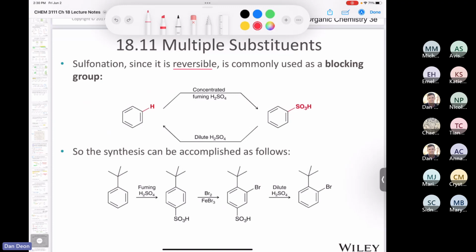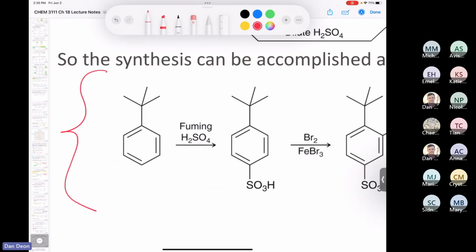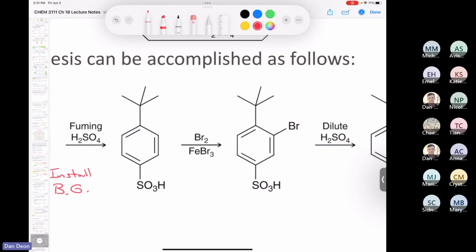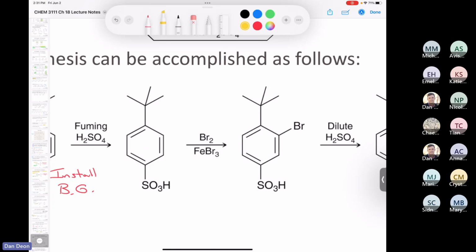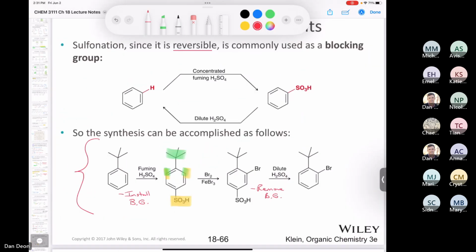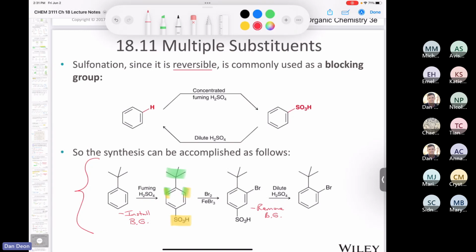So let's take a look at the synthesis shown down here. First thing you would do is install the blocking group, your sulfonic acid. Now, if you don't remember, the sulfonic acid is a meta director, right? And the tert-butyl group is going to be an ortho director. So it's only going to direct to that position that I have with the yellow and the green highlighter. So you do the bromination, and then you remove the blocking group, and that's it, man. That's it. Isn't that a pretty cool synthesis, or what? Organic chemists are pretty cagey, right? They always have some kind of sneaky way to sneak up on some kind of molecule that they want.